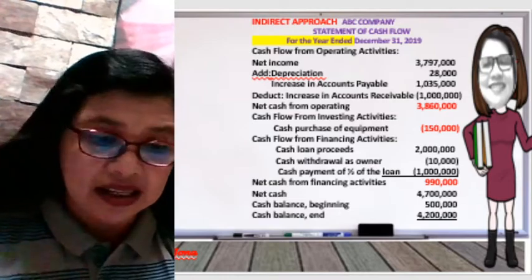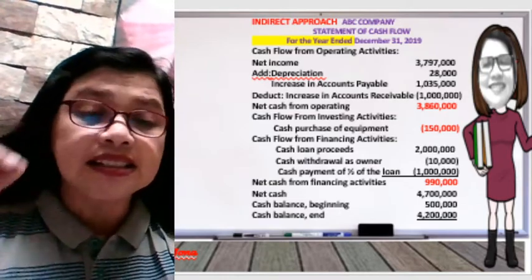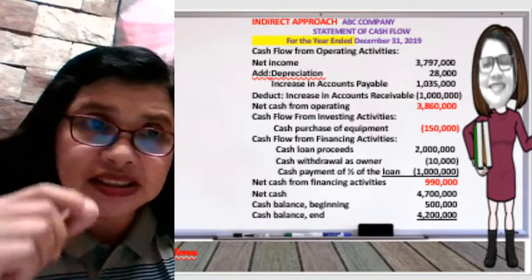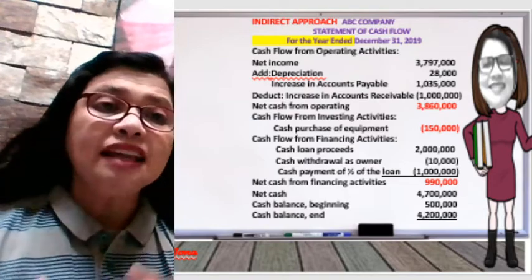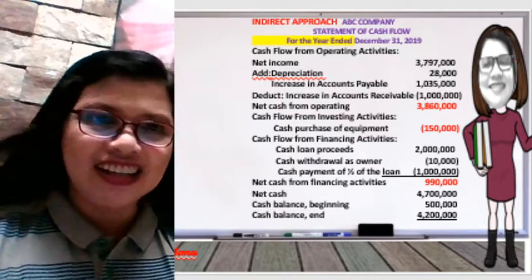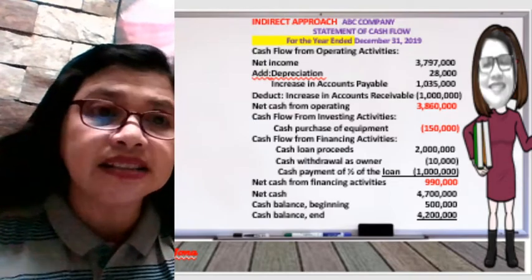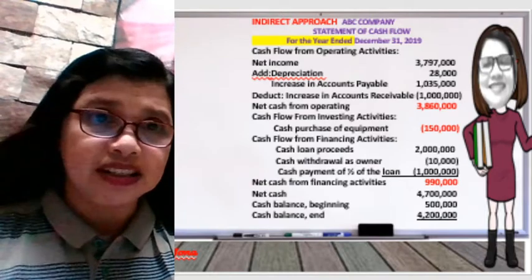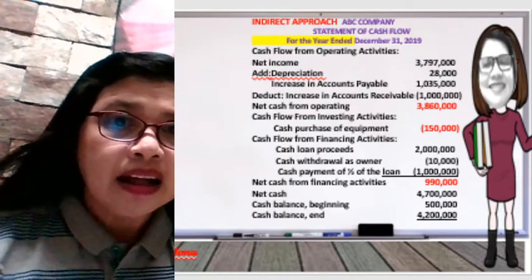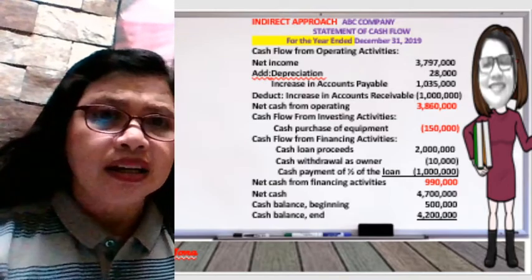Non-cash expenses are added back to your net income. So since this is a cost, a purchases is a cost account which reduced your net income, it must be added back. Okay, so we add back the purchases or the increase in accounts payable of 135,000. Then we have here the increase in accounts receivable of 1 million.